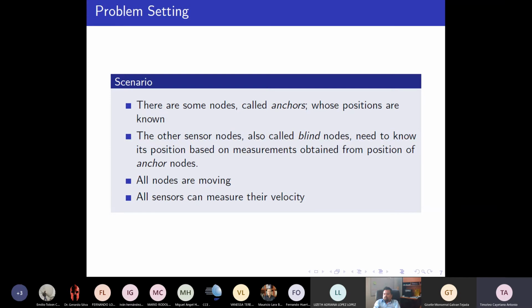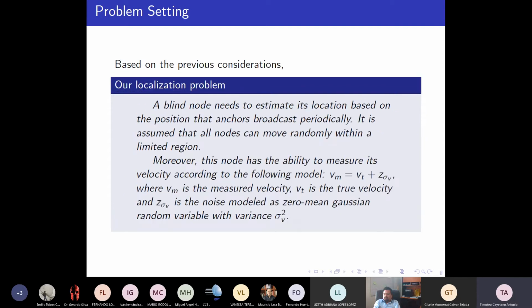In this problem, we are considering that all nodes are moving, and that the blind node can measure its velocity. In this slide, you can read how the problem of localization can be stated, and it is necessary to mention that the model that we are using to measure the velocity of the sensor node is considered a zero mean Gaussian random variable.